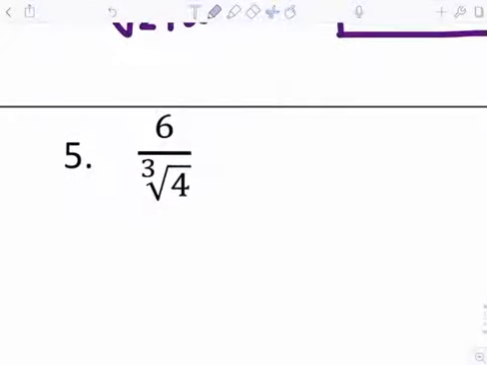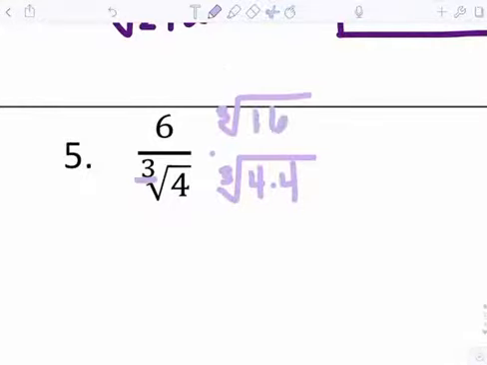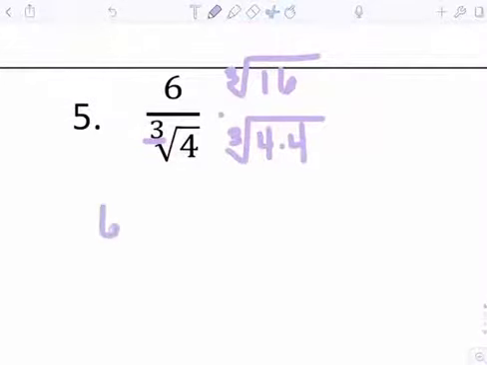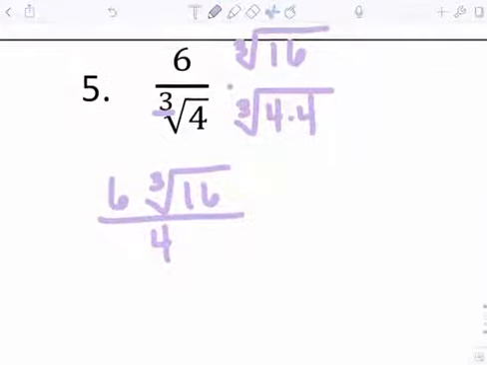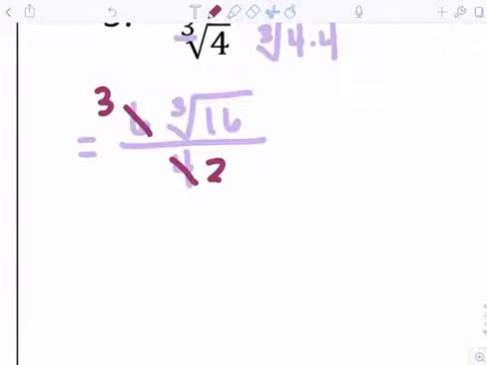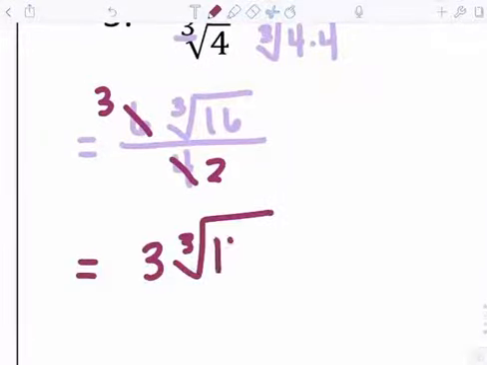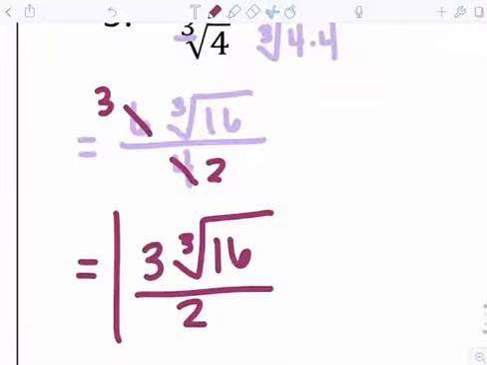Okay, same thing with number 5. It's a 3rd root, so how many more 4's do I want to create a perfect cube? Well, that's 2 more 4's, 4 times 4, which we know is 16. So I get 6 times the cubed root of 16 over 4 times 4 times 4, which is 64, and the cubed root of 64 is 4. Now, just make sure that I can't simplify further, which I can, because the 6 and 4 are outside of a radical, so this becomes 3, and that becomes 2. So my final answer would be 3 cubed root of 16 over 2.